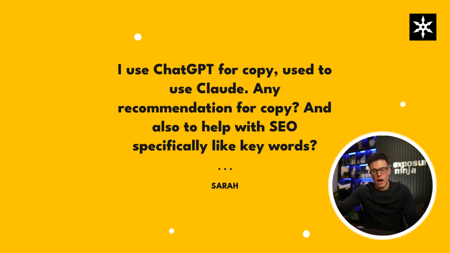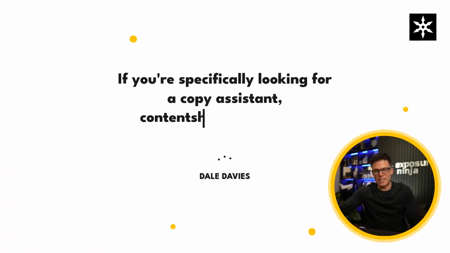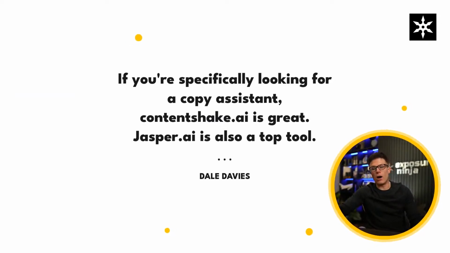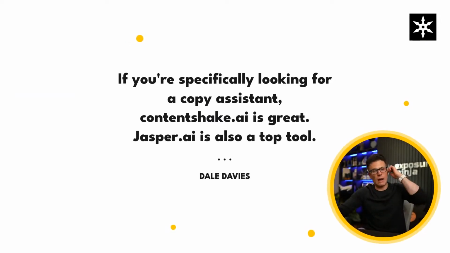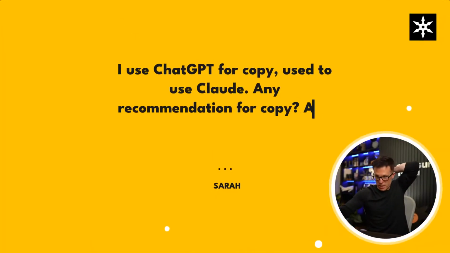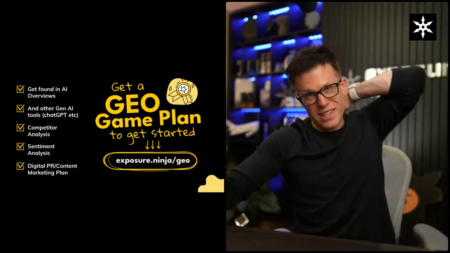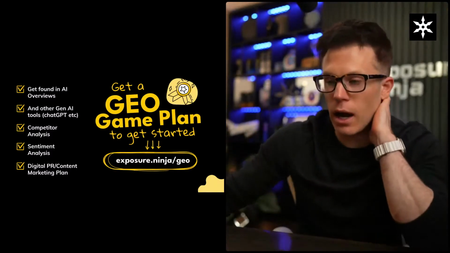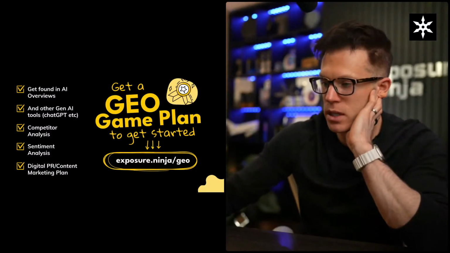But for copy, we often use ChatGPT. Content Shake AI is great. Jasper has a tool. Personally, I really like the Canvas feature in ChatGPT, because the Canvas feature allows you to collaborate on the copy with it. I think that's one of the tools that the team uses here as well.